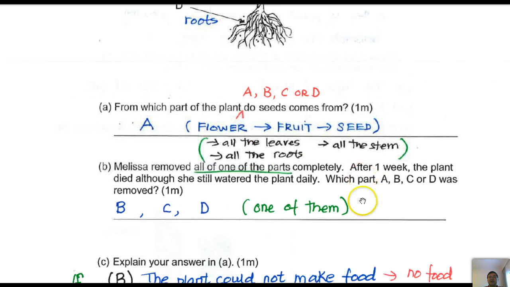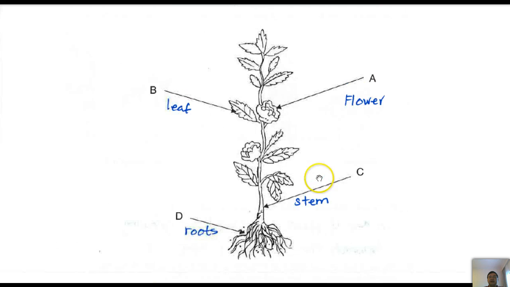Now Melissa removed all of one of the parts completely. It means this way: if she has to remove the roots, she will remove all of one of the parts. Or if she has to remove the leaves, she will just pluck up all the leaves. But the leaves means one part of the plant. There are a few parts: the leaf, the flower, the stem, the roots.